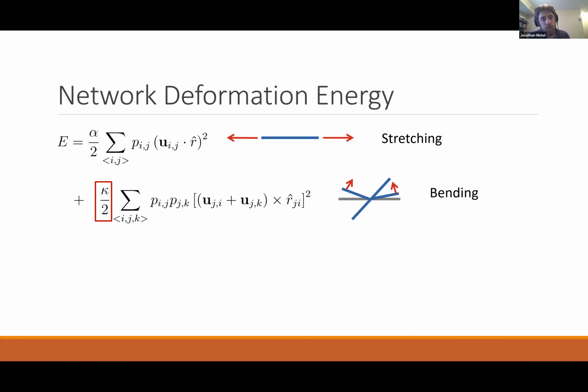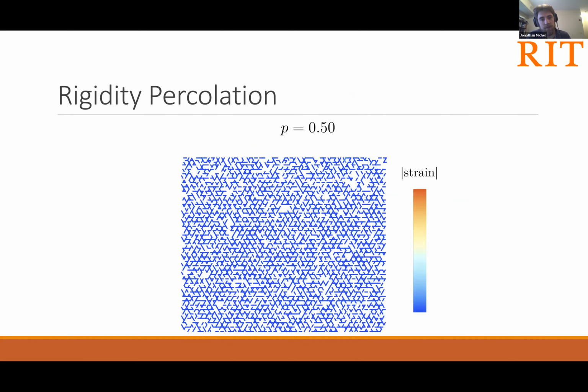Moreover, as I mentioned, we also penalize bending according to a bending modulus kappa. Here we now have triples of vertices because bending involves two initially collinear adjacent bonds. If the bonds between i and j and k are all present, then for that given triple we'll also have a bending interaction.